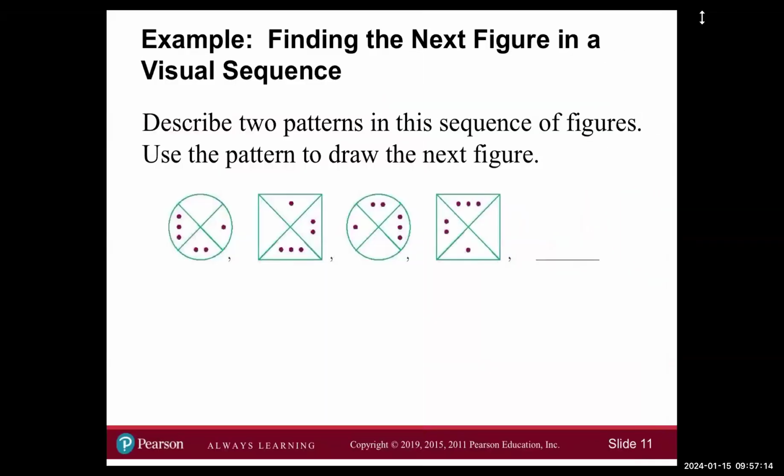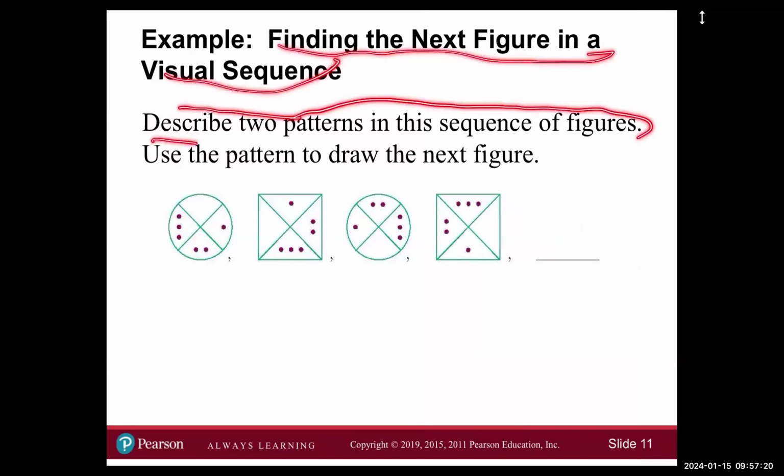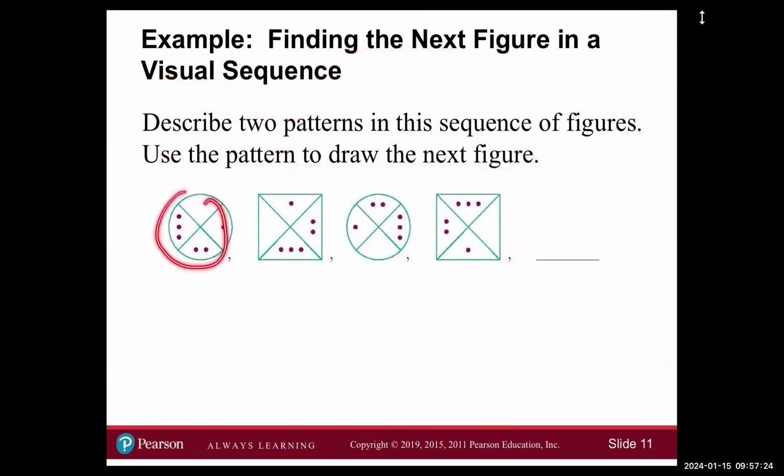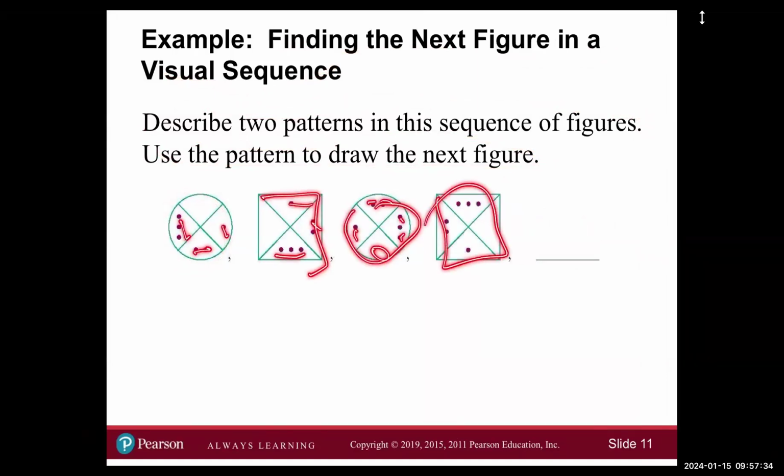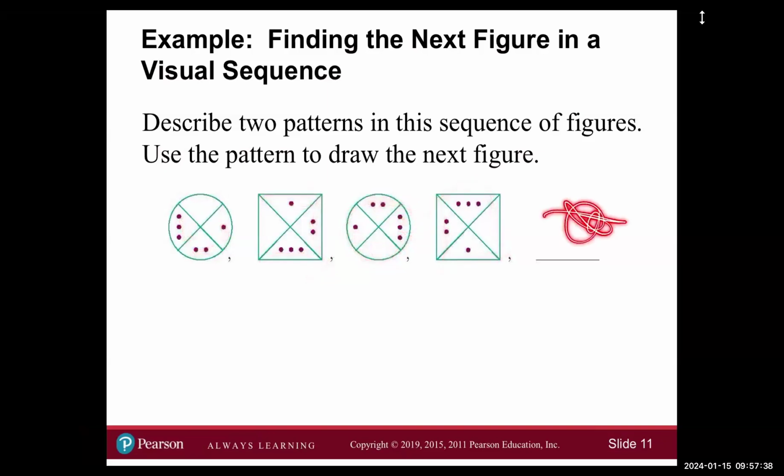Another example is finding the next figure in a visual sequence. Describe two patterns of the sequence of figures, use the patterns, and draw the next one. You see the circle with 3 dots, 2 dots, 1 dot, then the square with 1 dot, 2 dots, 3 dots, then the circle with 1 dot, empty, 3 dots, and the square.